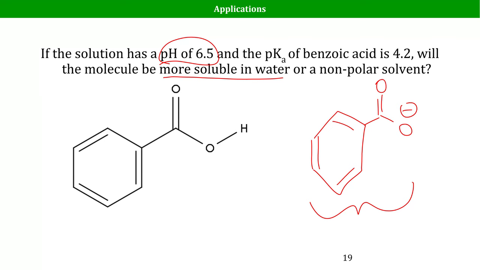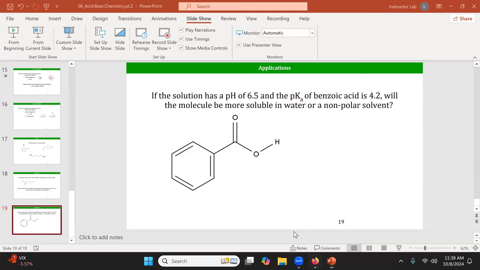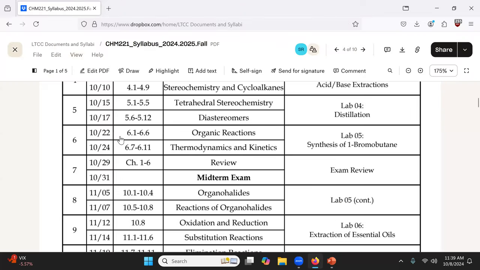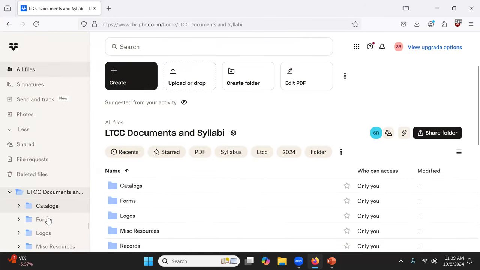All right. I think I have some more practice like that that we can go over. Let me pull up the next set of slides and we'll work through that some more. There we go.